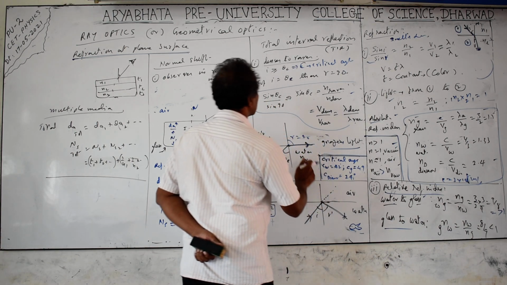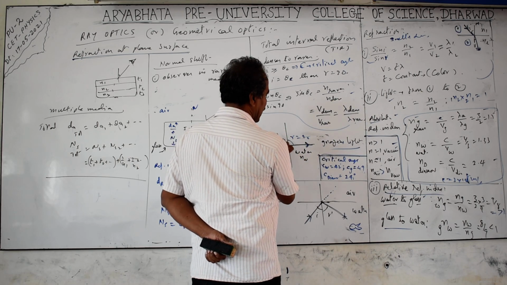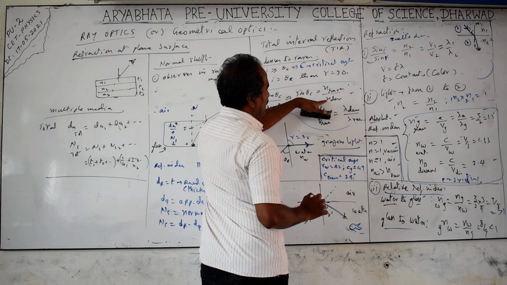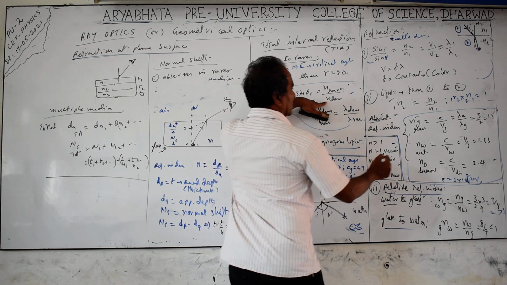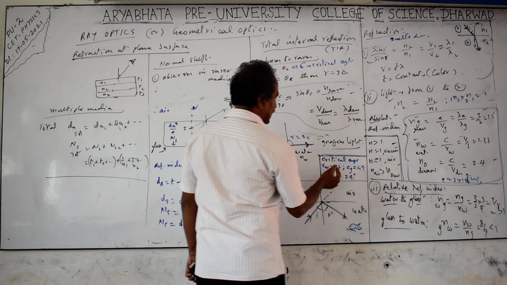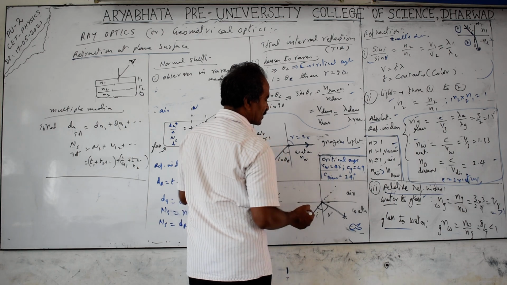For the critical angle, sin c is equal to n rarer by n denser. If you are taking the air and water conditions, n rarer is air by n water. N water is 4 by 3. Calculation of this will give the critical angle for water. The critical angle for water is 42 degrees.